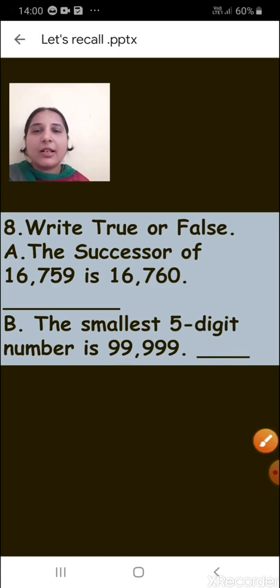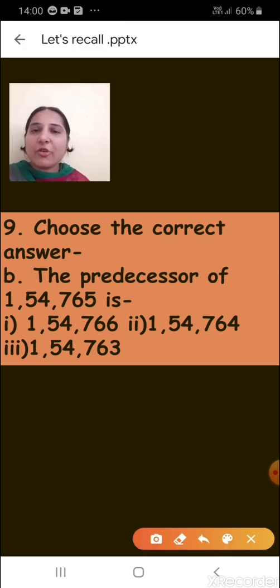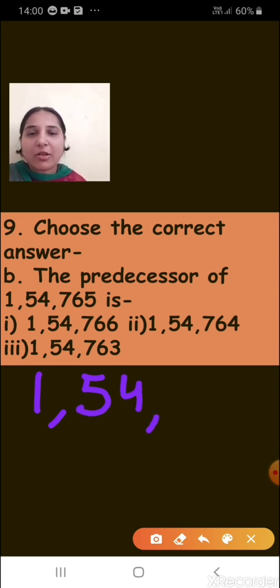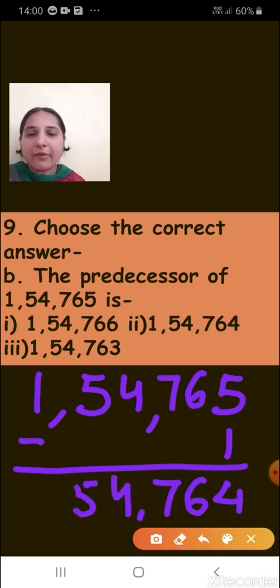Okay. Now choose the correct answer. The predecessor of 1,54,765 is. So how do we find the predecessor, children? Do you remember? Yes, we subtract 1 from the given number. So the number is 1,54,765. So what would be the predecessor? To get the predecessor, we will subtract 1 from it. So what will we get? 5 minus 1, 4, 7, 4, 5 and 1. So what would be the predecessor?